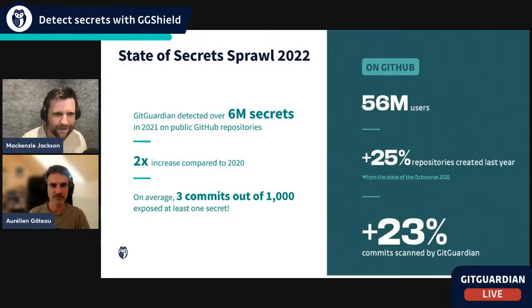So that's just in public GitHub. That's API keys that have been publicly exposed in github.com. So this is a huge problem. Why do they get exposed? Because they end up inside our source code and we push that.